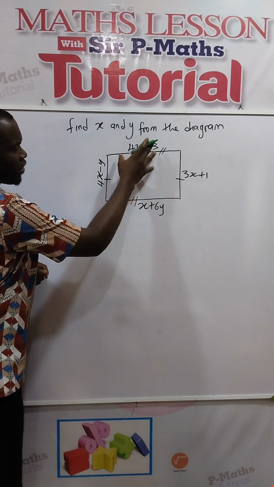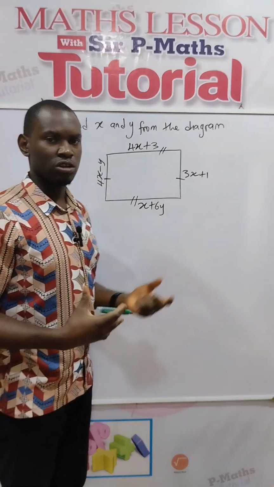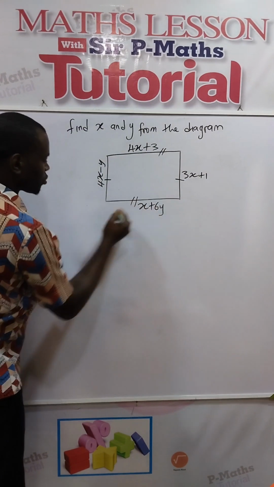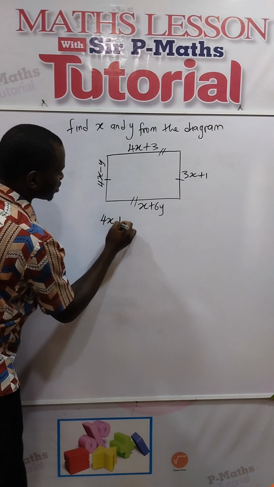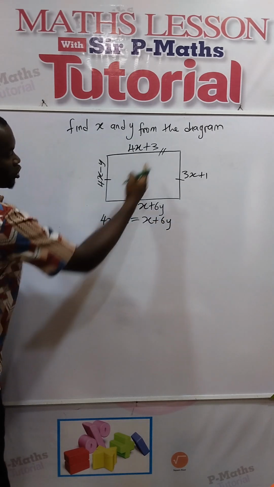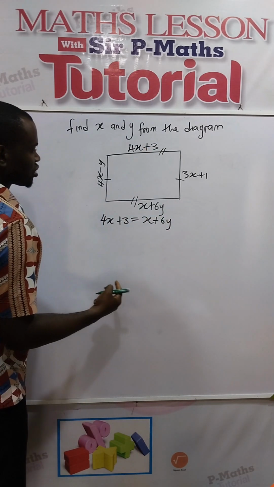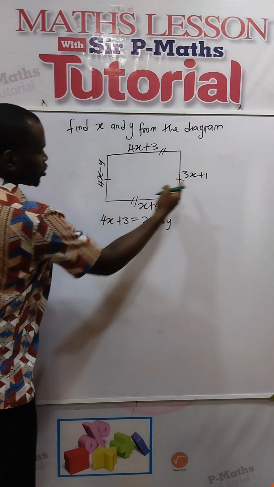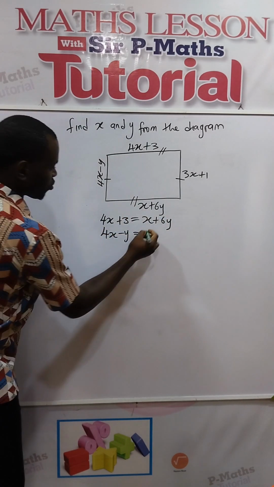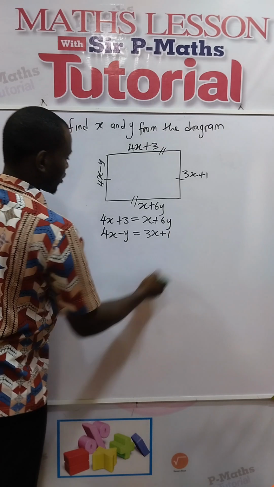So to find the value of x and y, let's form an equation from this diagram. Since this length and this length are equal, we can simply say that 4x plus 3 is equal to x plus 6y, equating the two expressions. Then next, we have this to be equal to this. 4x minus y is equal to 3x plus 1.